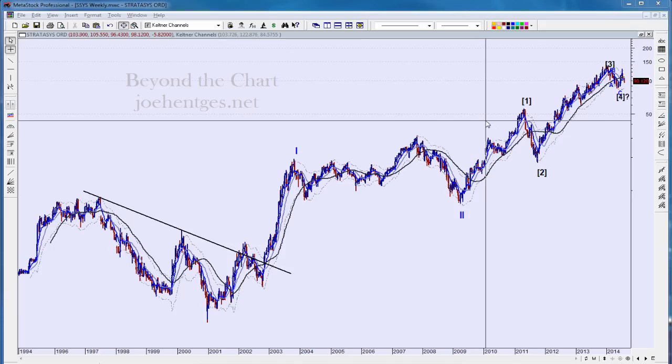Hello again, everyone. This is Joe Henches with Beyond the Chart, and this is technical analysis of Stratasys, SSYS. It's one of these 3D stocks that is all the rage these days, or it has been.